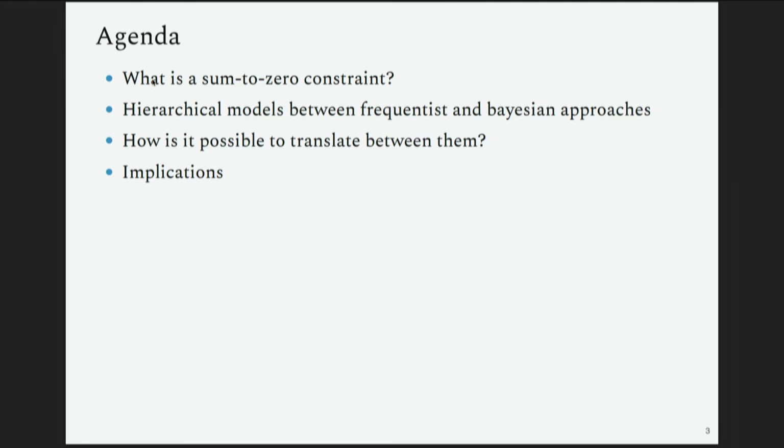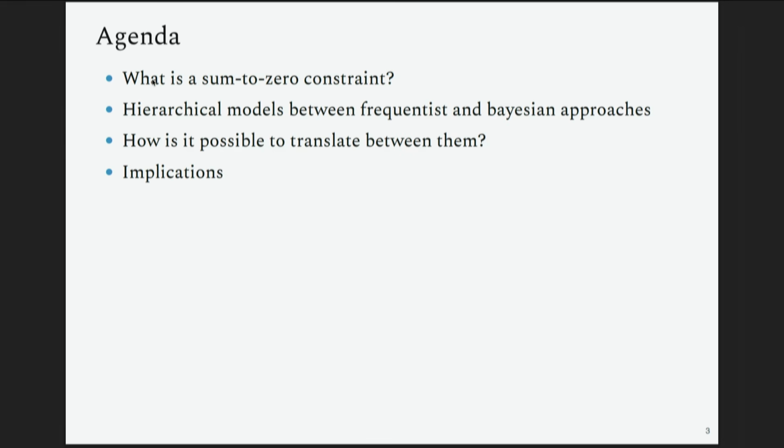All right, so I'm going to build up what we did here, and we're going to go sort of slow, and then you're going to get a bit more as we go through, and then the implications of what was done. So what is the sum to zero constraint?